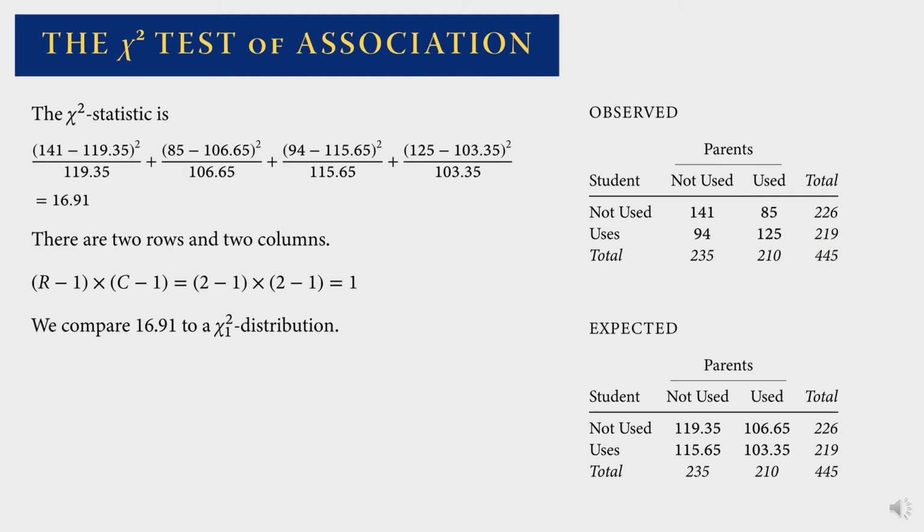Once we have the expected table, we take the observed minus the expected squared divided by the expected and sum them all up. And this gives us a statistic that follows a chi-square distribution whose degrees of freedom are the number of rows minus 1 times the number of columns minus 1. In this case, the chi-square statistic comes out to be 16.91, and this follows a chi-square distribution with 1 degree of freedom.